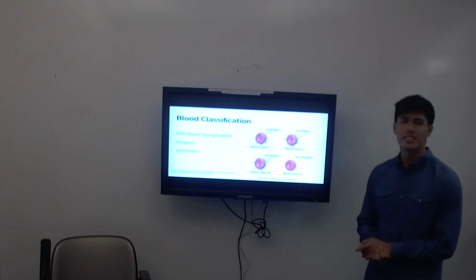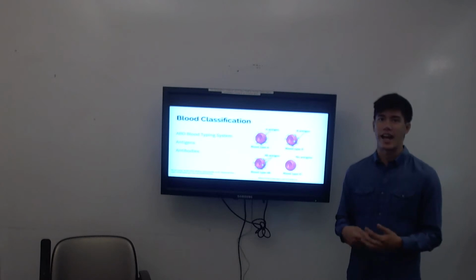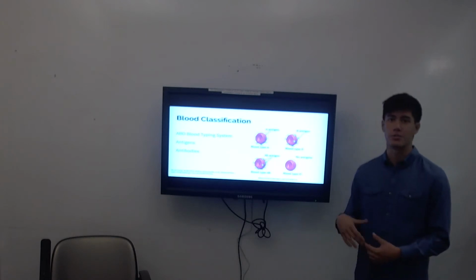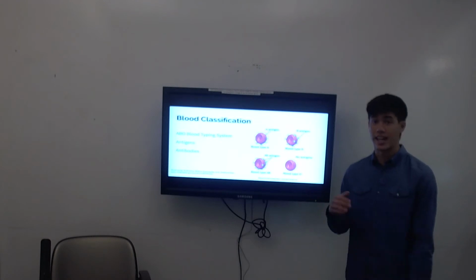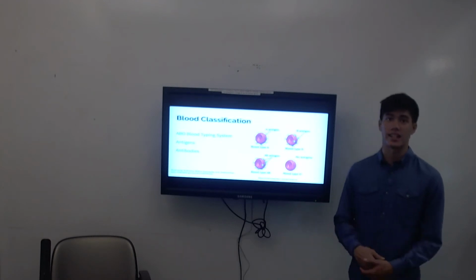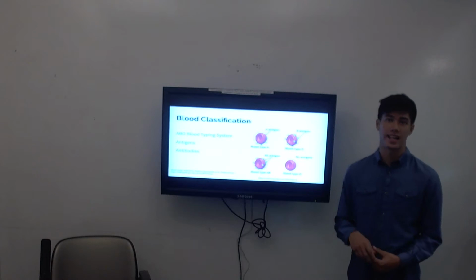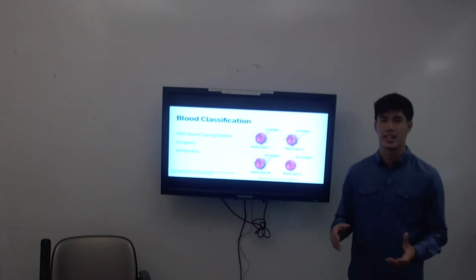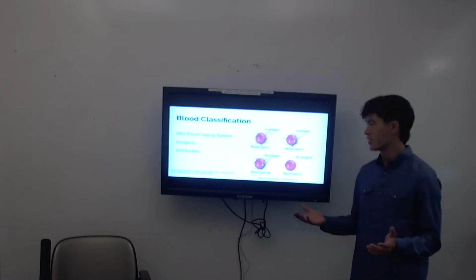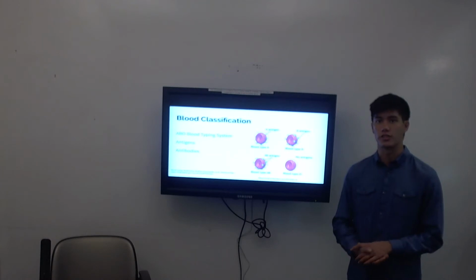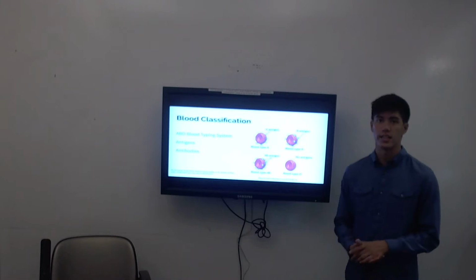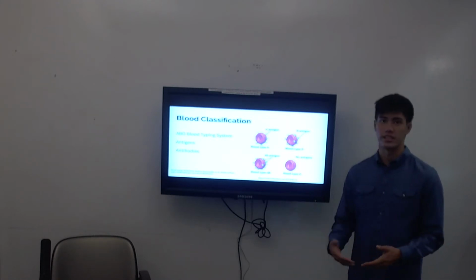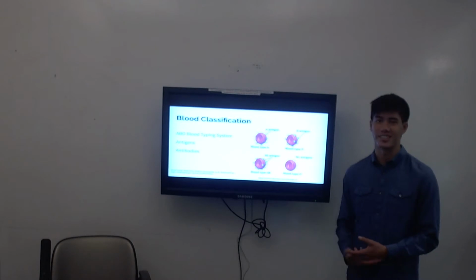Now, these antigens are important because they dominate how a person's blood will react to the presence of antibodies, which also circulate in blood. Anti-A antibodies attack type A blood, and anti-B antibodies attack type B blood. Now, these attacks are dangerous because they result in coagulation of blood cells, or erythrocytes, leading to a host of medical problems such as thrombosis and unnecessary blood clots.